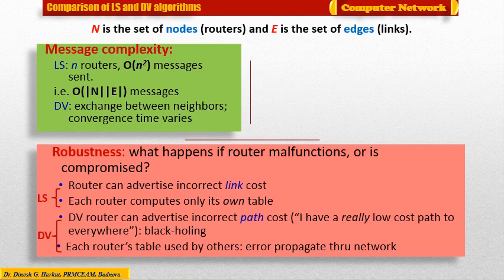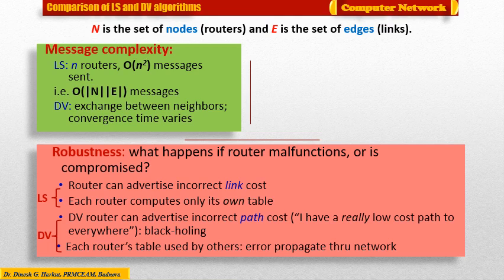As far as message complexity is concerned, we have seen that link state requires each node to know the cost of each link in the network. This requires O(|N| |E|) messages to be sent. Also, whenever a link cost changes, the new link cost must be sent to all the nodes.